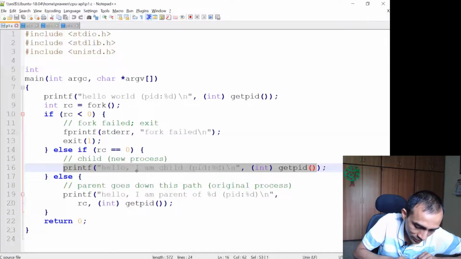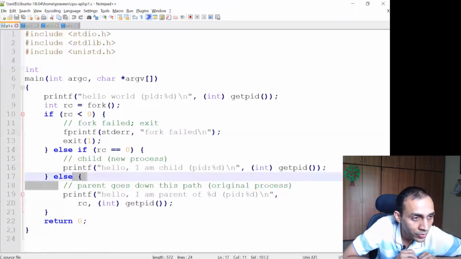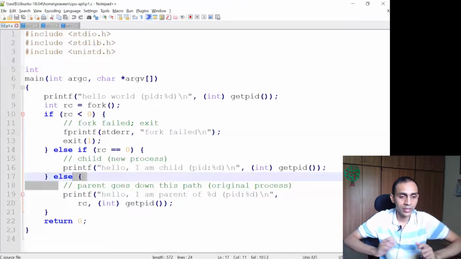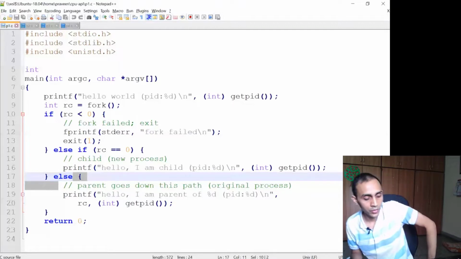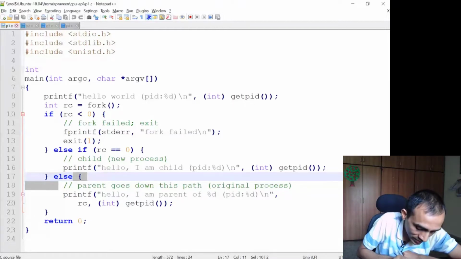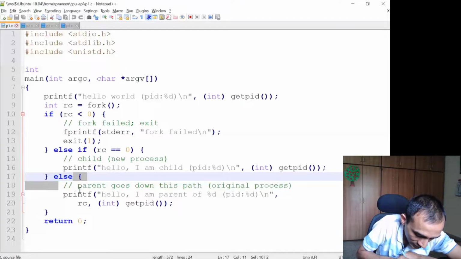Else, if these two conditions are not met, that means the return value is a positive value, and a positive value generally will be a PID of something. As I said, in the parent process you get the PID of the child, which will normally be a positive integer value. So then you know this is your parent process. So the else part will be run by the parent process, and the else if part will be run by the child process.